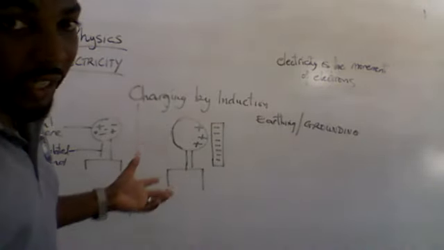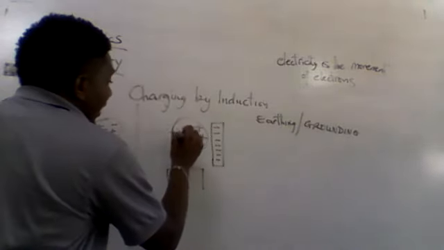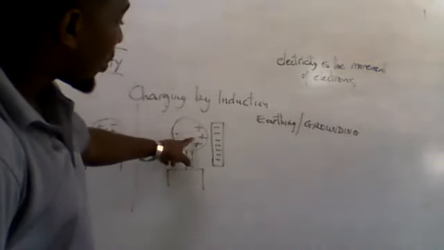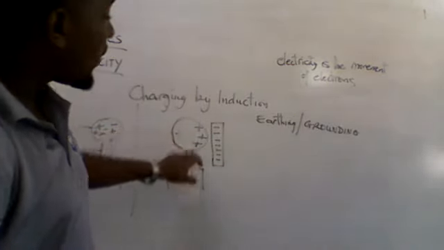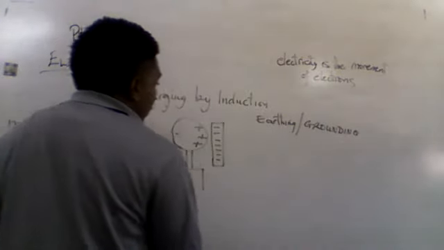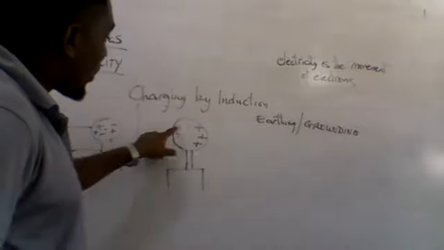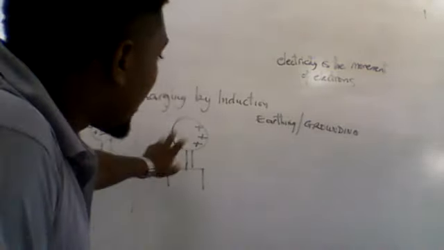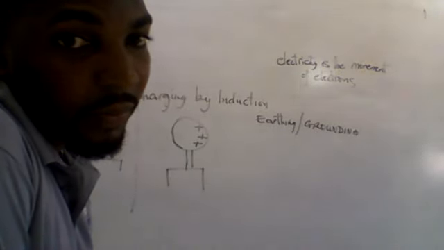Maybe not all of the negative charges go out, but the majority of them do, and you have an excess of positive charges in it. So then this is now a positively charged sphere. Even if we remove the negatively charged rod, let's just leave that off for now, this is still positively charged.